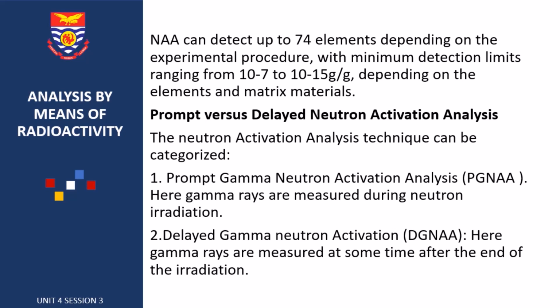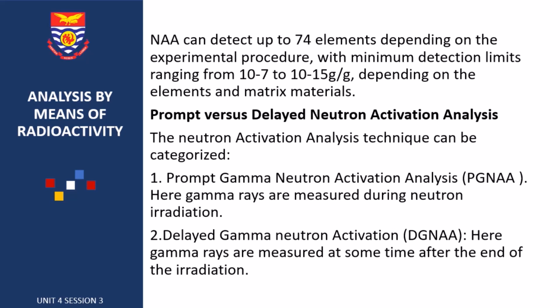The neutron activation analysis technique can be put into two broad categories. One is the prompt gamma neutron activation analysis, which is abbreviated as PGNAA, and then delayed gamma neutron activation analysis, which is abbreviated as DGNAA. Let's start with the PGNAA. In the PGNAA, gamma rays are measured during the neutron irradiation.